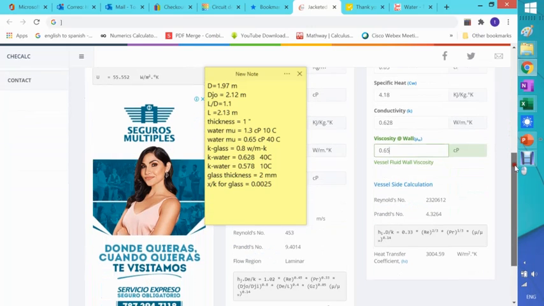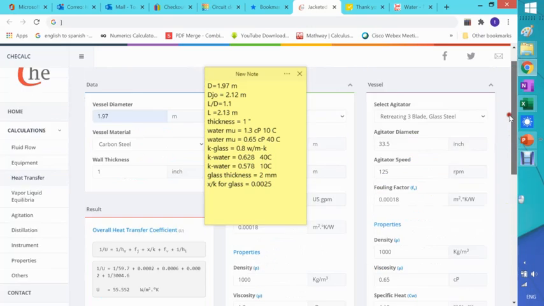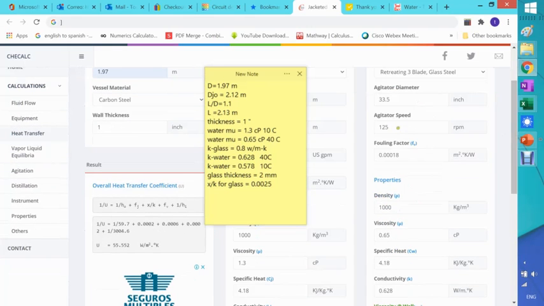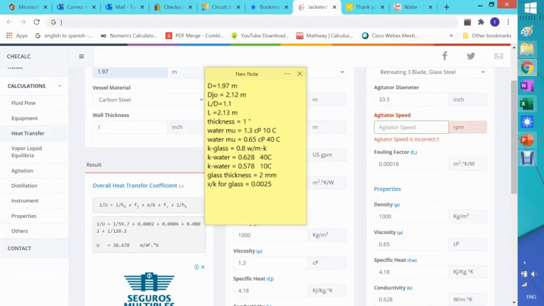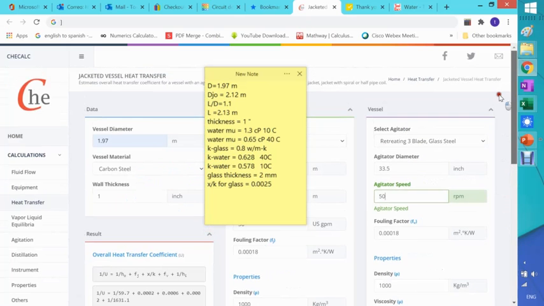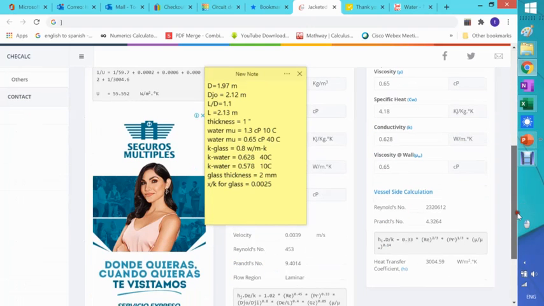Reynolds, Prandtl, and that will provide a heat transfer coefficient of about 3,000. It's highly dependent on the RPM. If I drop the RPM, let's say to 50, that number will change. See, almost half of it. Let's go back to the maximum, that would be 125. All right, that will do. So I got pretty much everything.